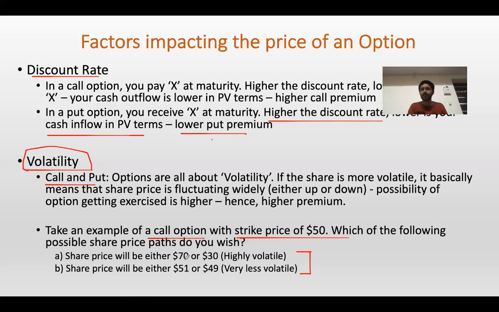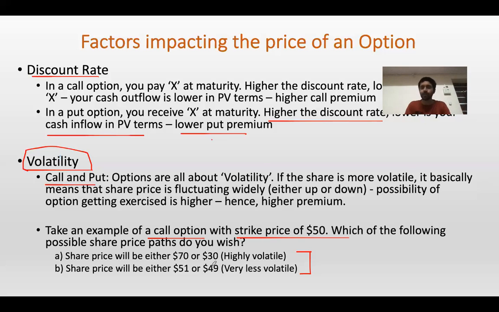Obviously, nobody can be certain that it will be 70 or 30. It can be 50, 51, 52, 53. I'm just creating a hypothetical example. Okay, there are only two possible prices on maturity. For instance, it can go up from 50 to 70 or it can go down from 50 to 30.